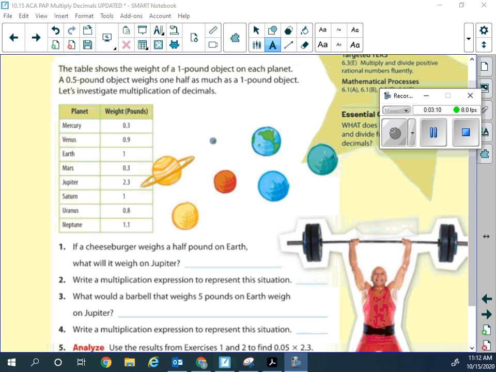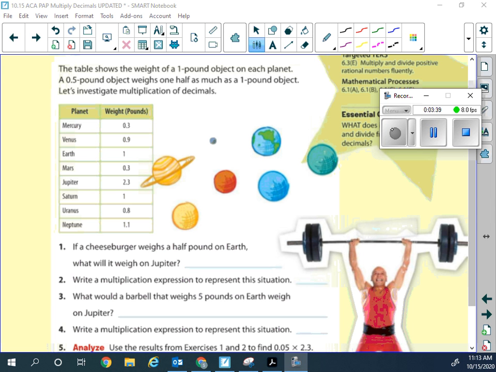There we go. So what they've done on this first page is just kind of a way to introduce the lesson. They're saying that the table shows the weight of a 1-pound object on each planet. What we mean is something that weighs 1 pound here on other planets weighs different amounts. You probably already knew that from science, right? Okay. So therefore, a 1/2 pound object on Earth would weigh half as much as a 1 pound object. That makes sense. Okay, so look at number 1.